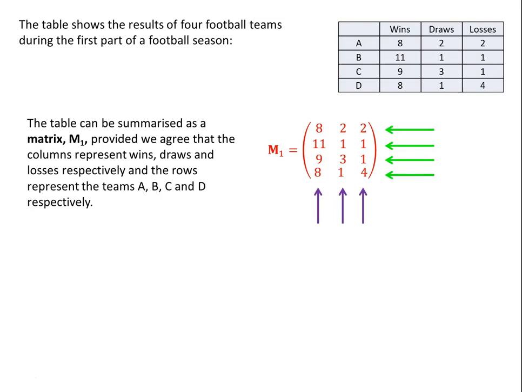This matrix that we have got, as we've already observed, has 4 rows and 3 columns. And we say that the matrix M1 is a 4 by 3 matrix to express the fact that it's got 4 rows and 3 columns.